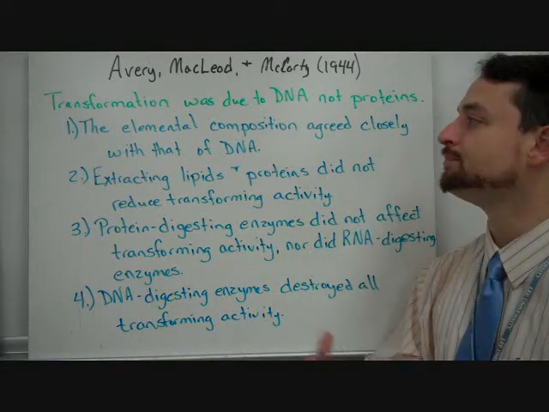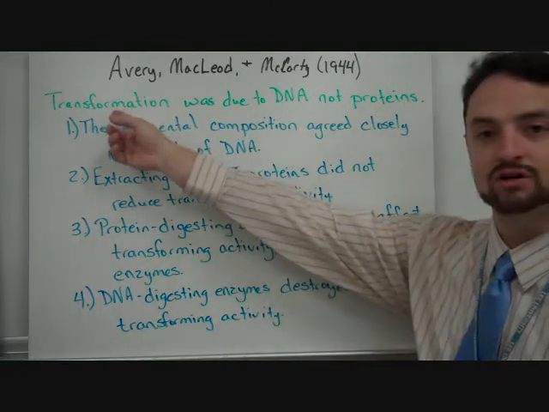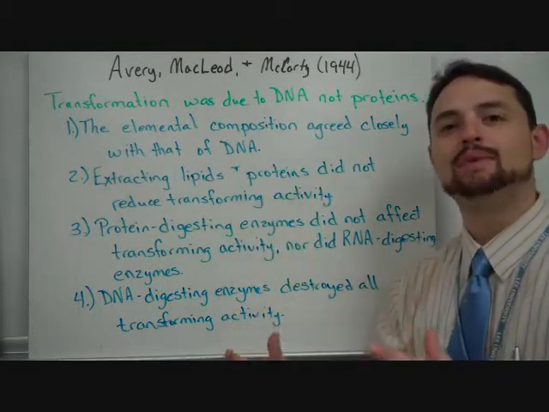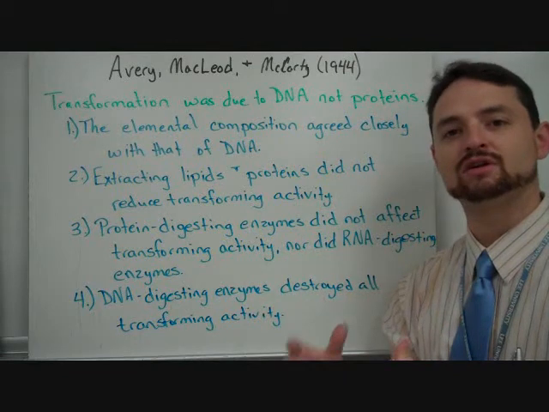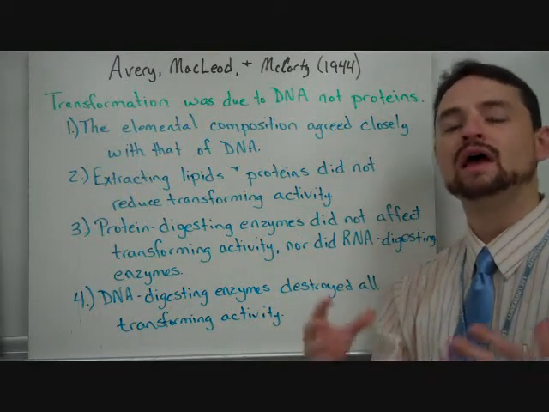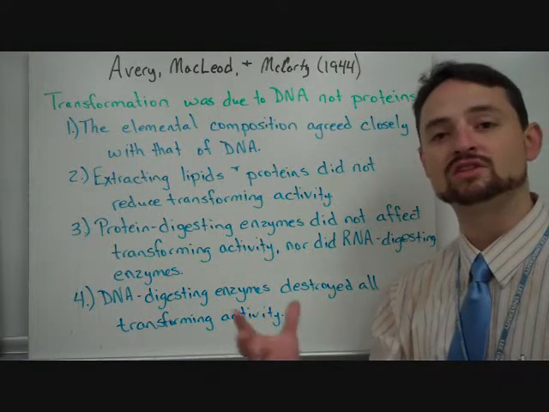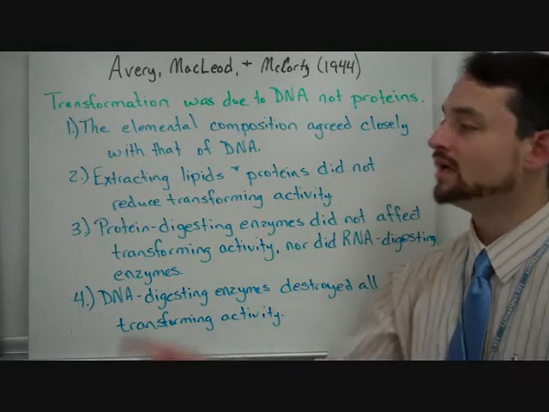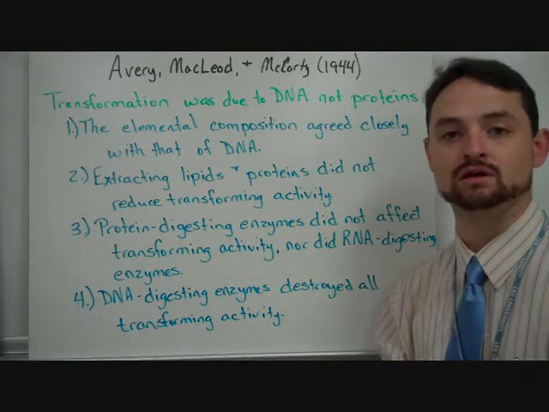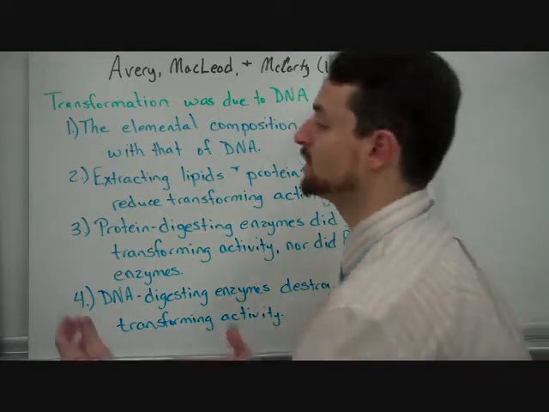So that would go to support that what's actually going on during transformation is DNA is being picked up by one bacteria from the other, and they're incorporating that into who they are, and then that means that they express the stuff that they've picked up on that DNA. In the case with Frederick Griffith, that would have been the ability to be virulent to the rat or kill it.